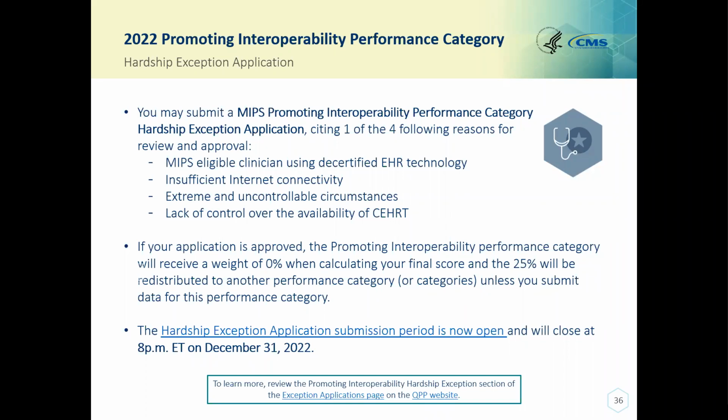If your application is approved for a hardship, we will assign a weight of 0 and move those 25 points to another performance category. If you choose to submit data and you have an approved hardship exception, the submission of data will cancel your hardship exception. So if you have an approved hardship exception, be really careful and don't go in and submit any data because that will cancel it. And you can apply for a Promoting Interoperability hardship exception now, and I believe they are approved on an ongoing basis. Next slide, please.